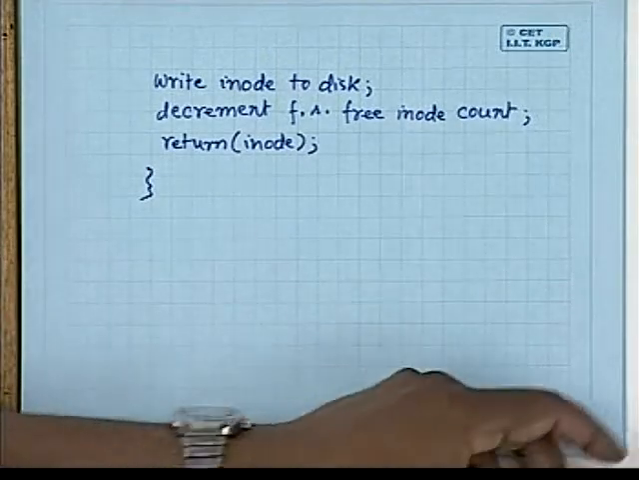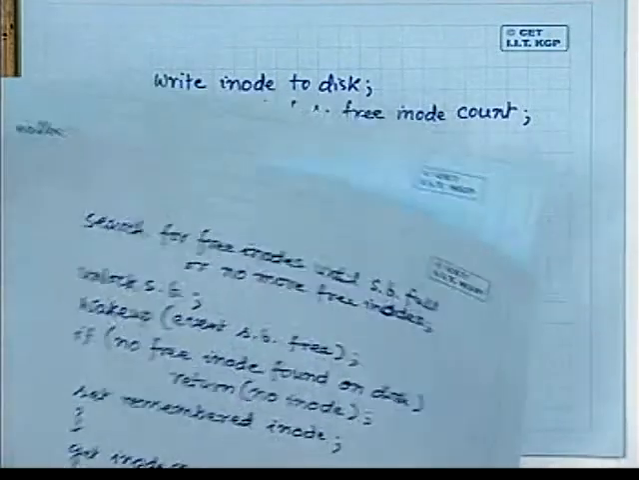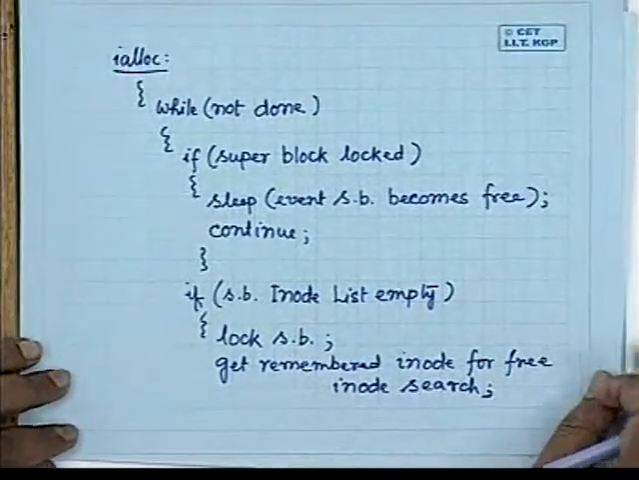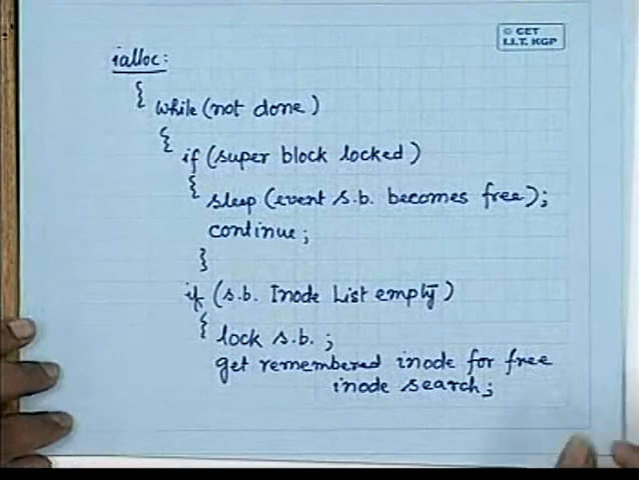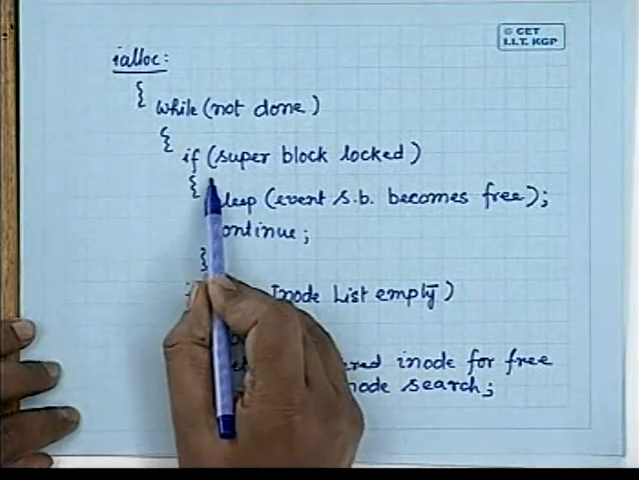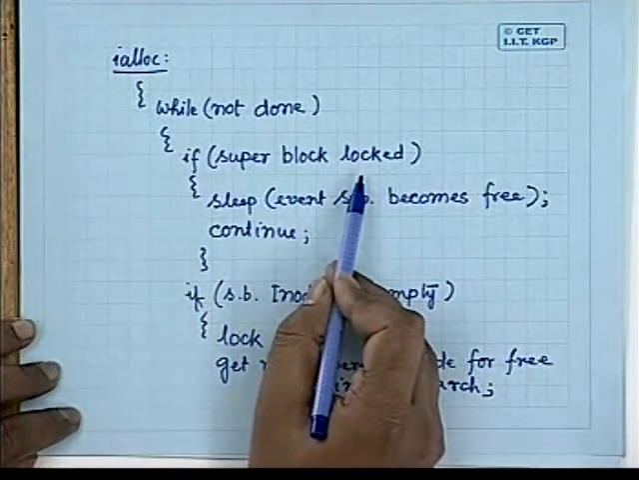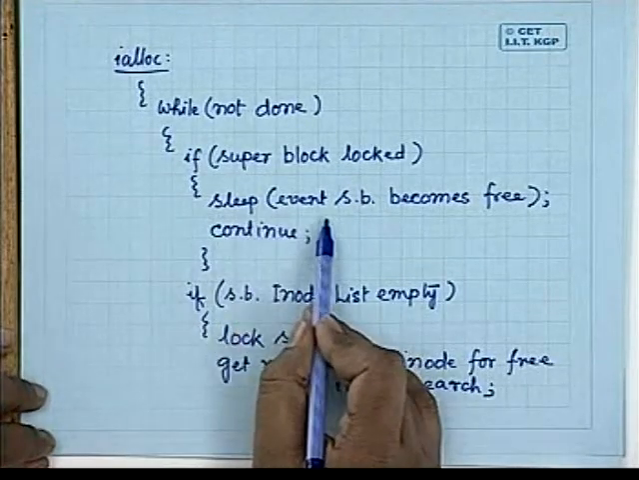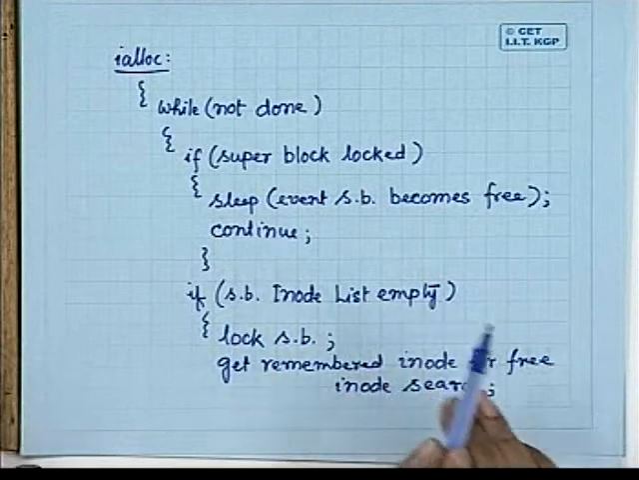So this will be the entire algorithm for allocation of an unallocated inode to a newly created file or a newly created directory. So first, if you find that the superblock is locked while trying to get an unallocated inode, then the process has to sleep until the superblock becomes free.